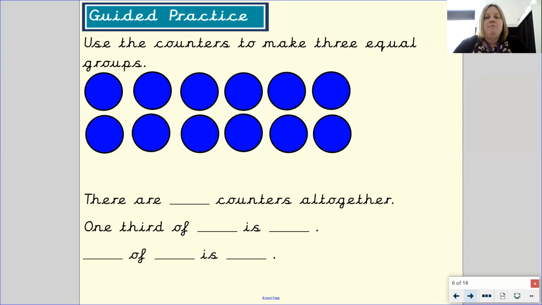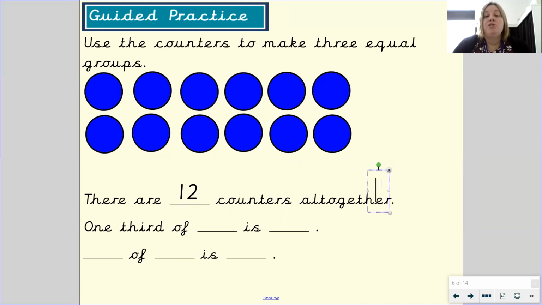Use the counters to make 3 equal groups. The first thing we need to do is count how many counters there are. Count with me. 1, 2, 3, 4, 5, 6, 7, 8, 9, 10, 11, 12. So there are 12 counters all together. I'm going to write this here in my sentence.